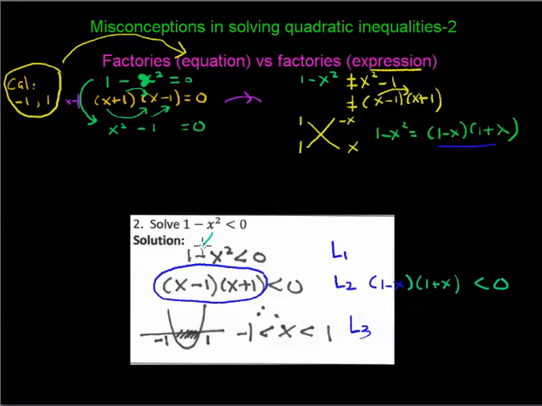Because the coefficient is negative, if you draw the graph, you get an n-shaped graph that passes through -1 and 1. Then the values of x that are less than 0 are those where the graph is below the x-axis. Those values of x that satisfy less than 0 are those x less than -1 or those x greater than 1. Thus, the solution of this inequality is those x that are less than -1 or those x that are greater than 1.